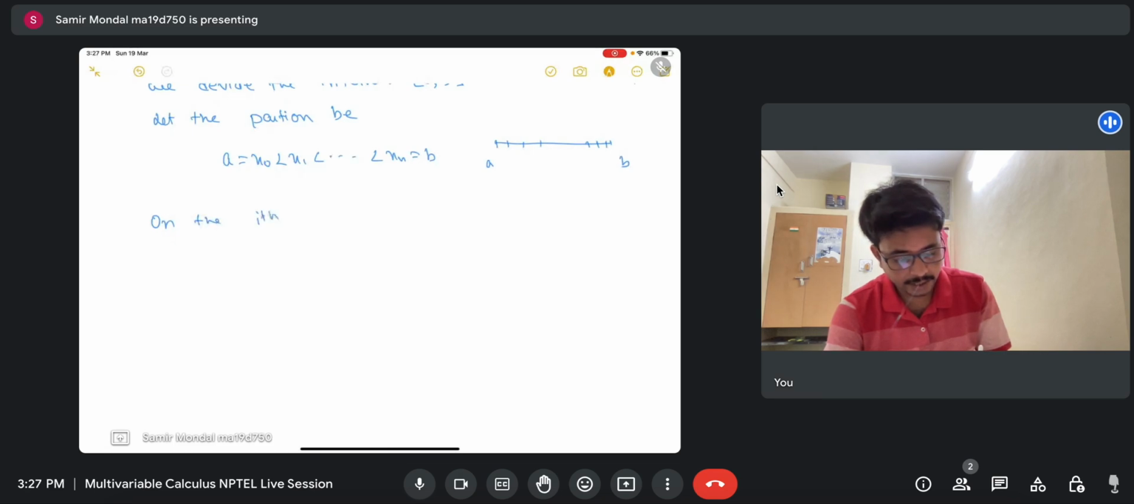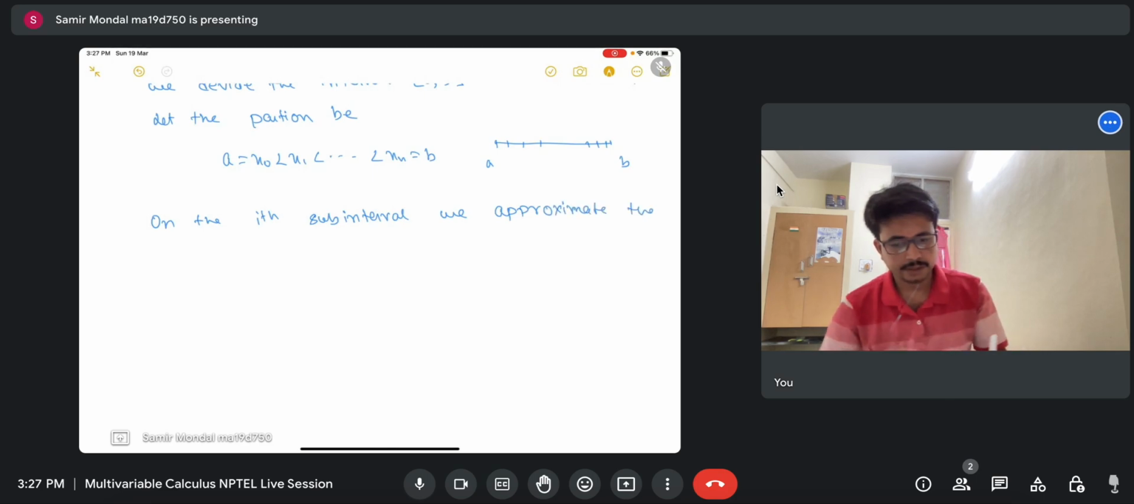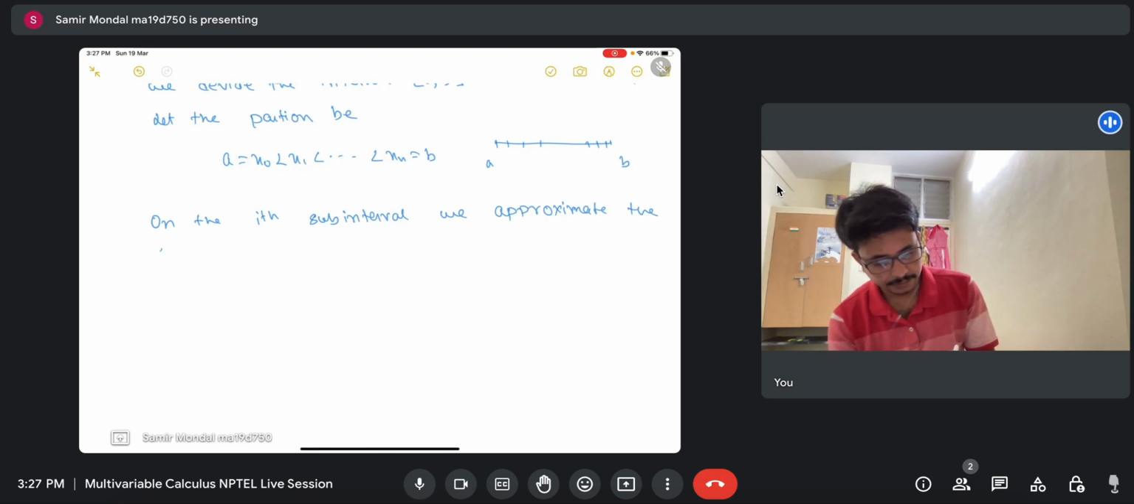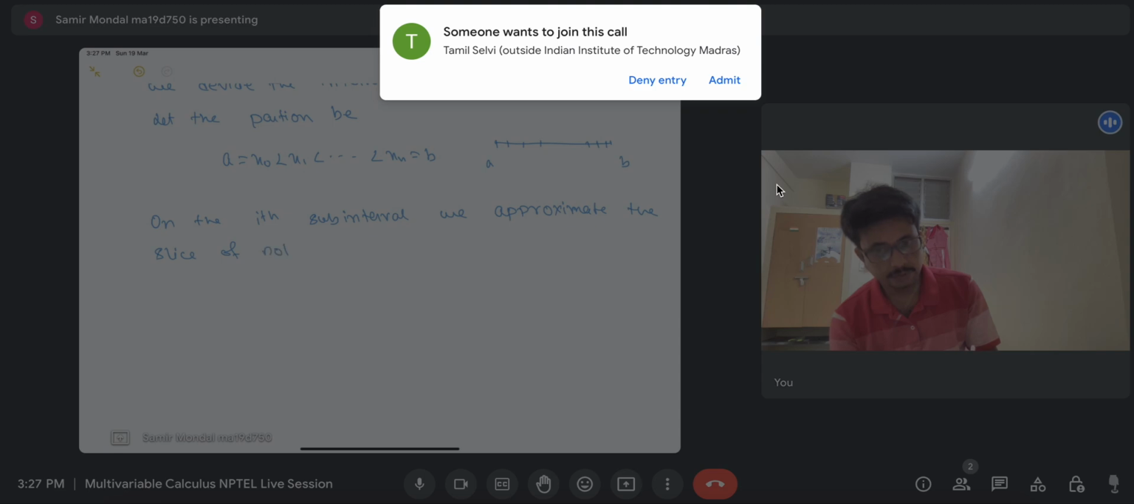On the ith sub interval, we approximate the slice of solid.